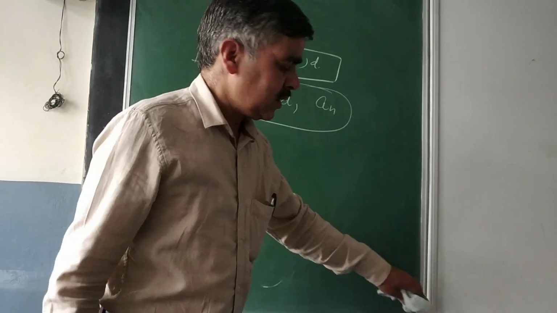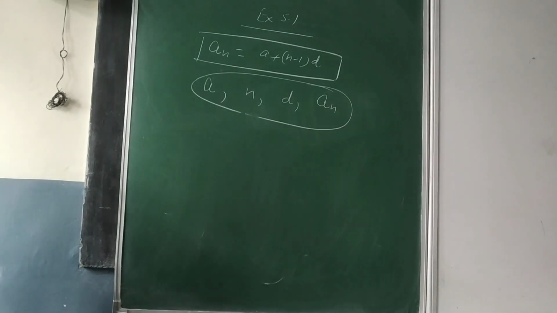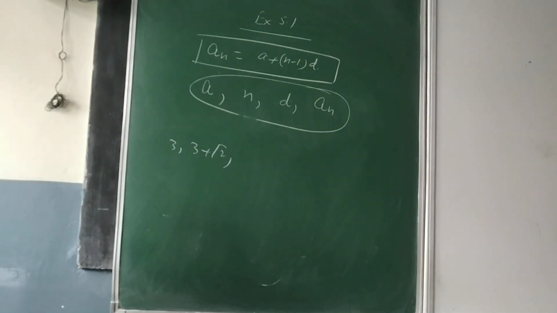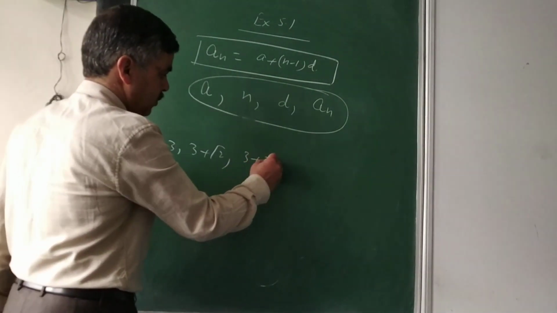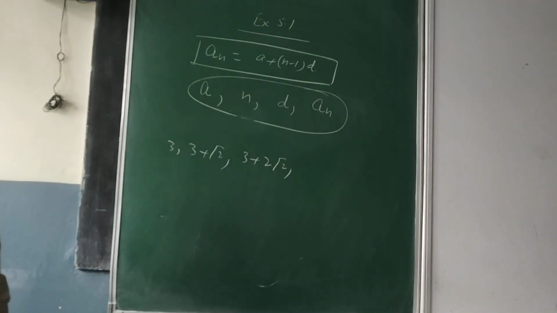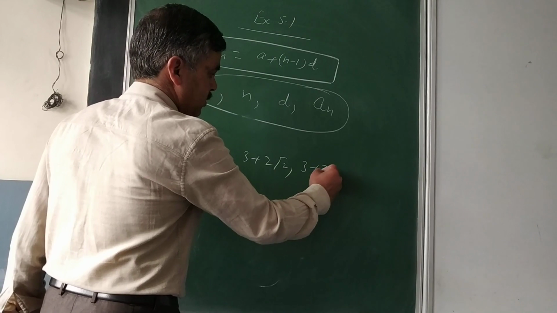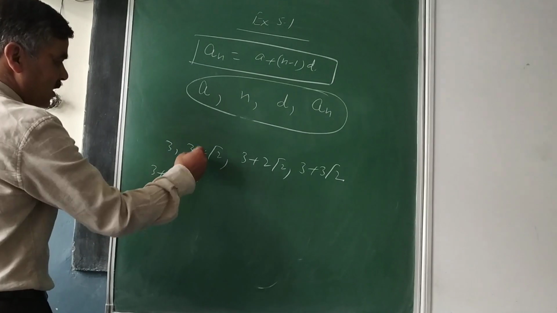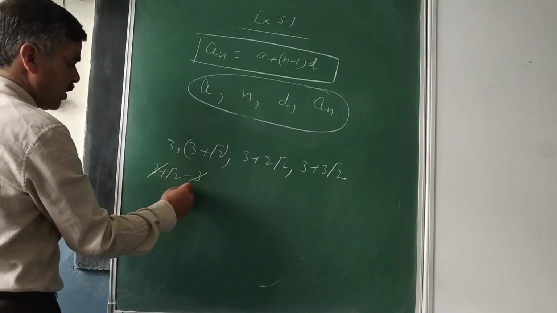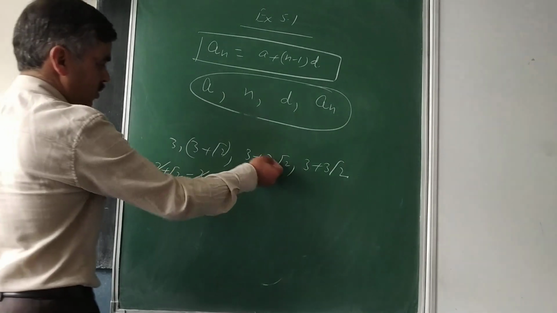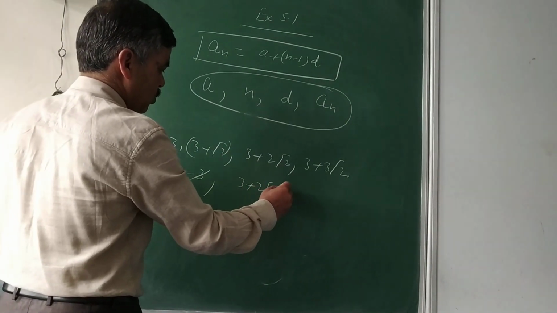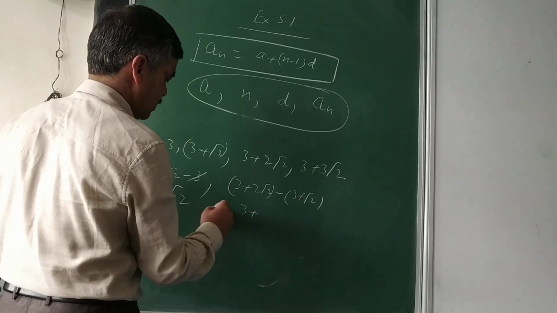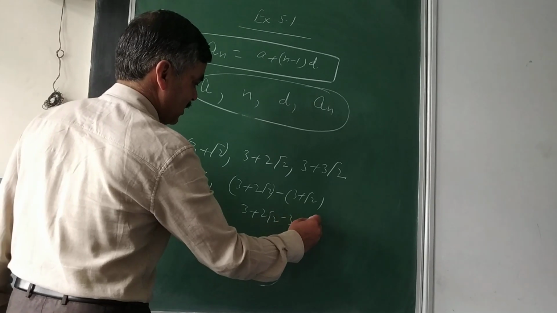In the 5th part, that is 3, 3 plus root 2, then 3 plus 2 root 2, and then the next one is 3 plus 3 root 2. Now what happens here? 3 plus root 2 minus 3, the second term minus the first, the 3 is gone. What is the difference? Root 2. Now this minus this: 3 plus 2 root 2 minus what? 3 plus root 2. What happens? 3 plus 2 root 2 minus 3 minus root 2.